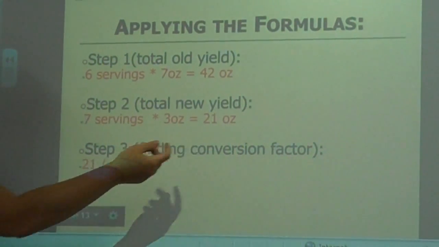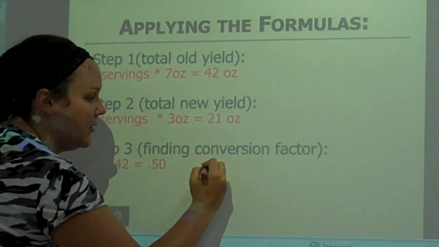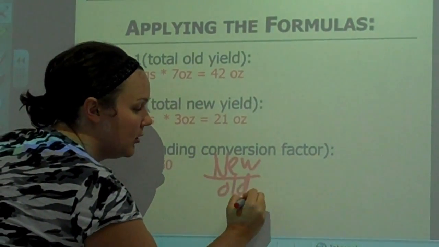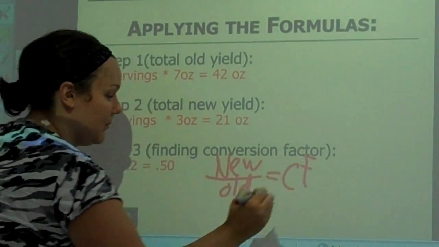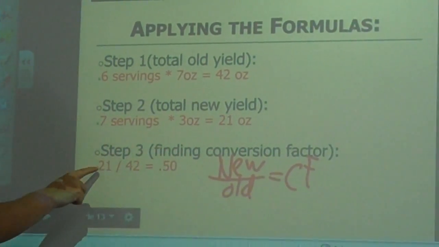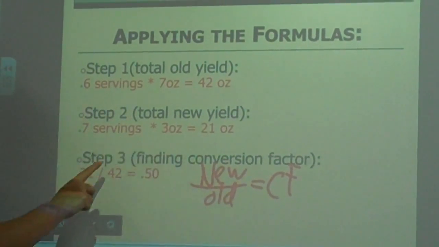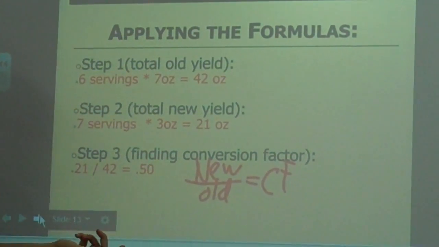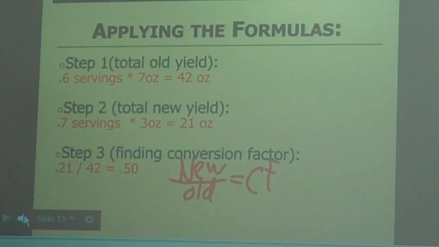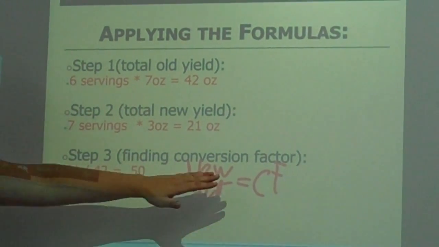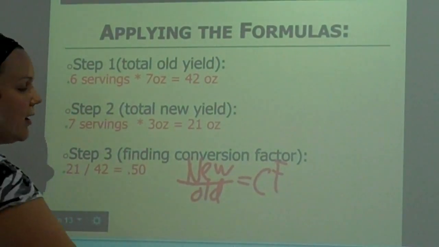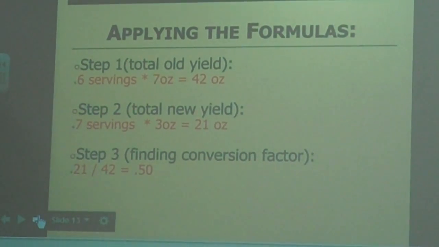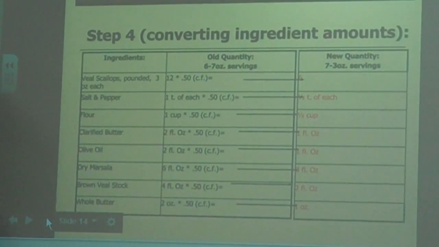And then step 3, you're going to find your conversion factor. Remember, new over old equals CF. Okay? So 21 ounces is our new, divided by 42 ounces, which is our old yield, and that gives you 0.50. That is your conversion factor. And what you're going to do with that conversion factor is you're going to multiply it by each original ingredient amount, and it gives you your new amount.